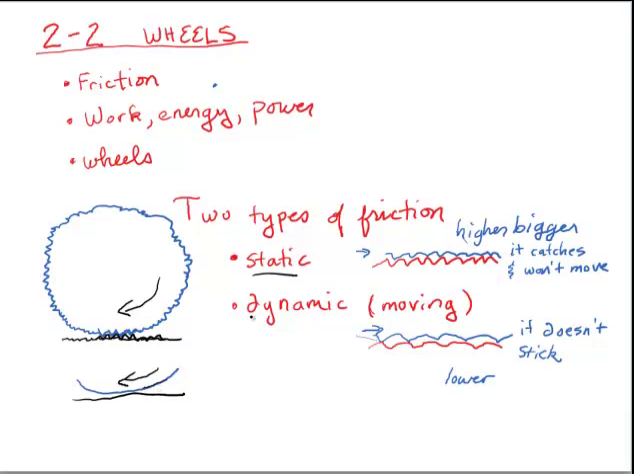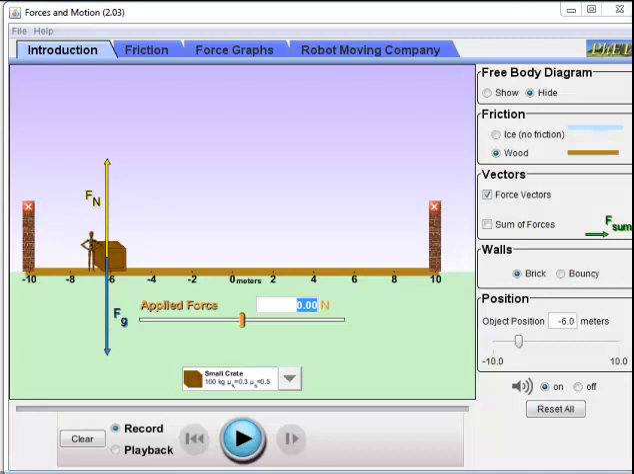So you do not want dynamic friction, because that's just sliding, that's skidding, right? Here's the tire just skidding, riding along. You want static friction, which is where you still have a grip on the road. So let's go back to our forces in motion, right?